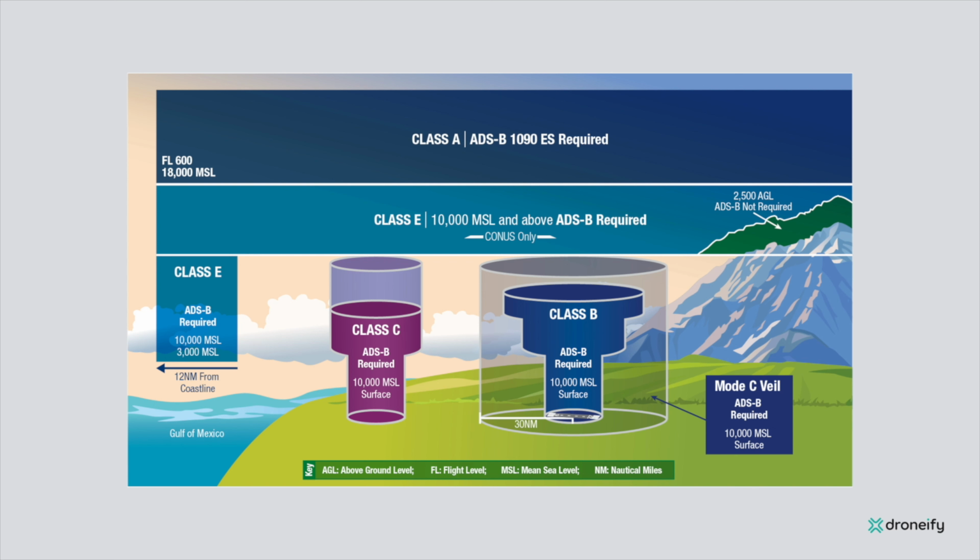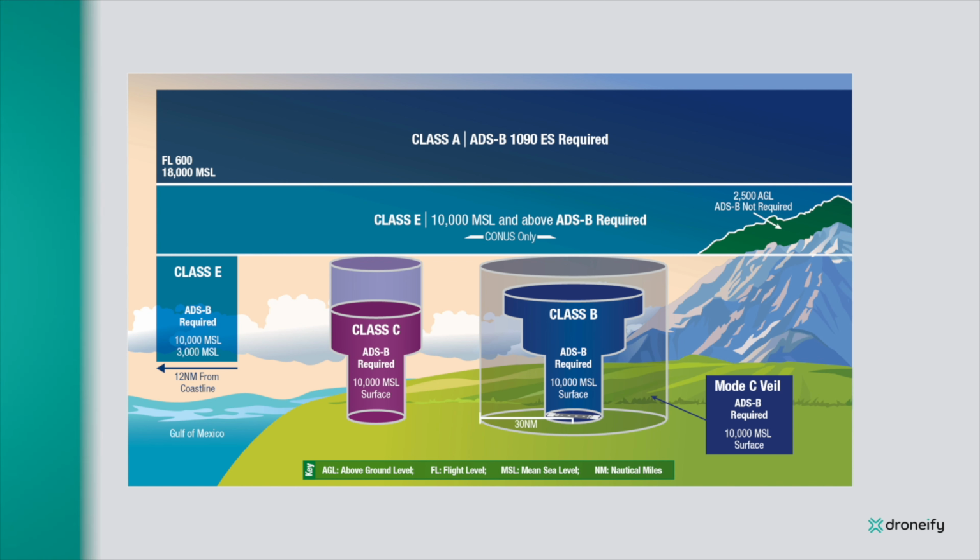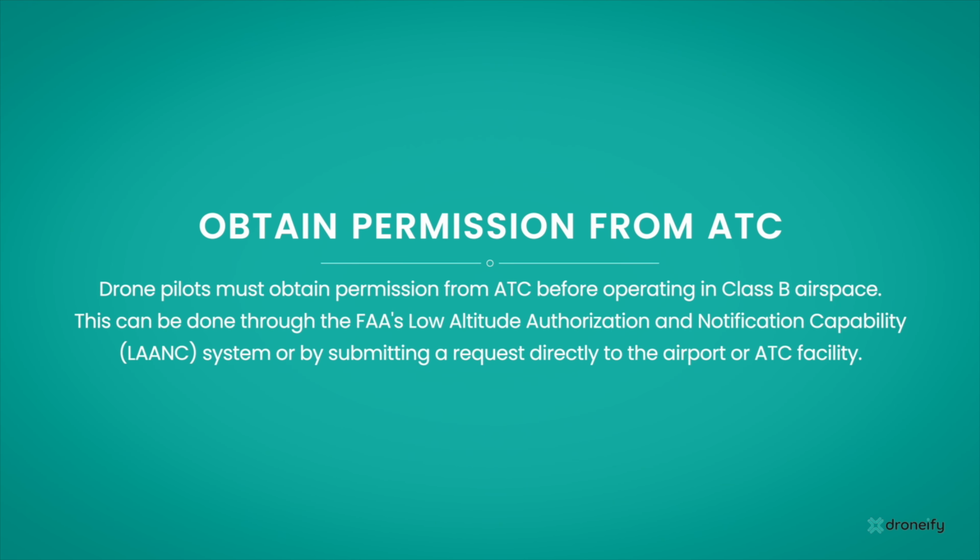Here are some key things to know about operating drones in Class B airspace. Obtain permission from ATC. Drone pilots must obtain permission from ATC before operating in Class B airspace. This can be done through FAA's Low Altitude Authorization and Notification Capability, or LAANC system, by submitting a request directly to the airport or ATC facility.